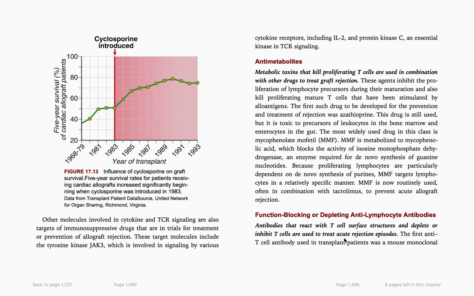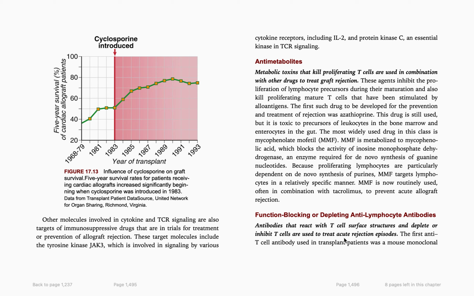Antimetabolites. Metabolic toxins that kill proliferating T cells are used in combination with other drugs to treat graft rejection. These agents inhibit proliferation of lymphocyte precursors during their maturation and also kill proliferating mature T cells that have been stimulated by alloantigens. The first such drug to be developed for prevention and treatment of rejection was azathioprine. This drug is still used, but it is toxic to precursors of leukocytes in the bone marrow and enterocytes in the gut.